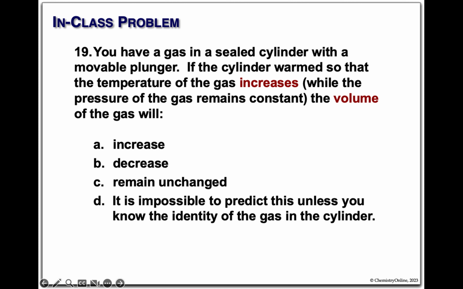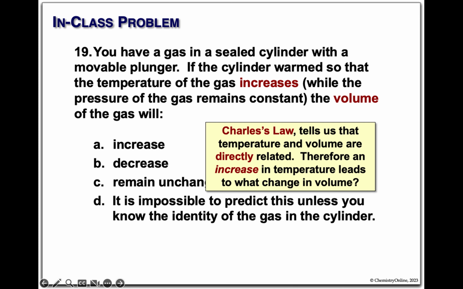Temperature of a gas increases. What happens to the volume? Remember our little friendly balloon that we cooled down with liquid nitrogen and then let warm back up? When it was cold, it collapsed, and as it warmed, it got big again. Charles' law tells us temperature and volume are directly proportional. Temperature goes up, volume goes up.